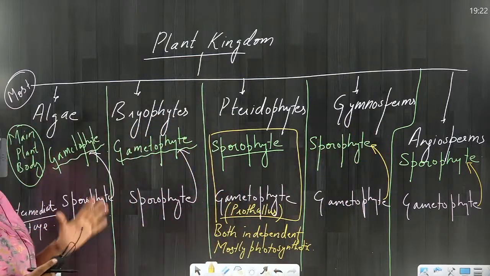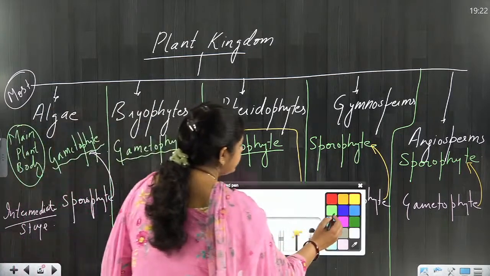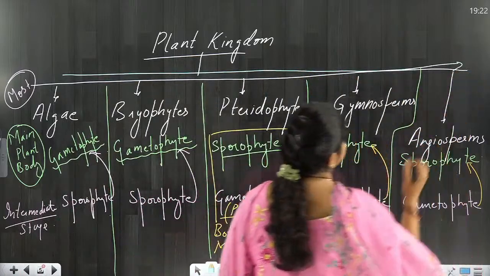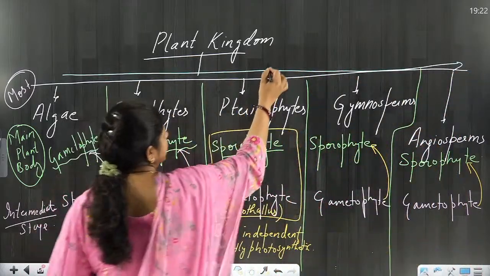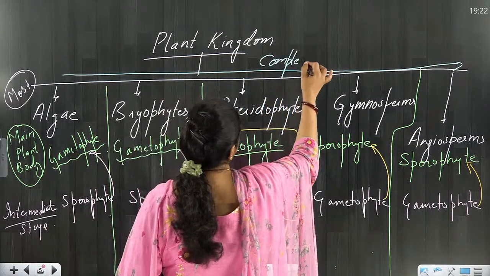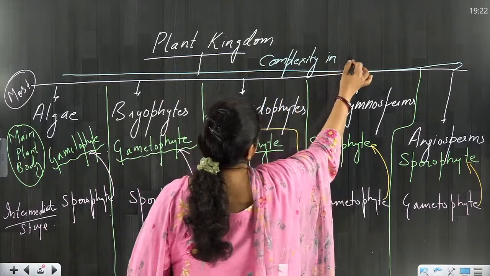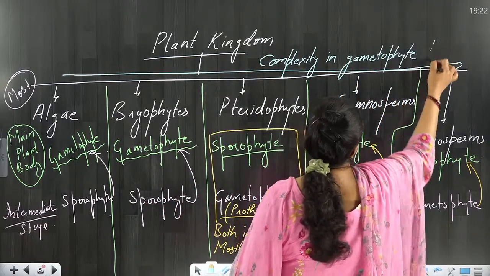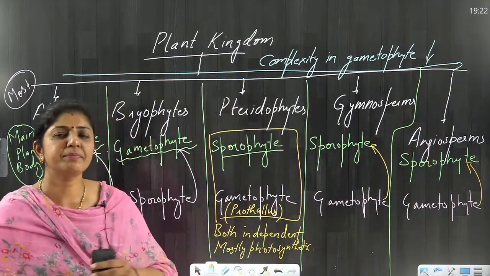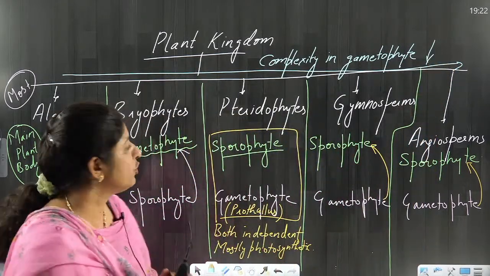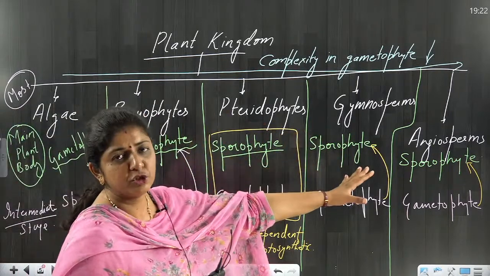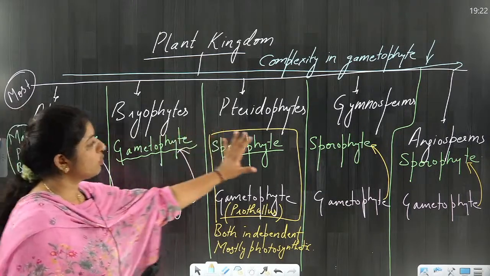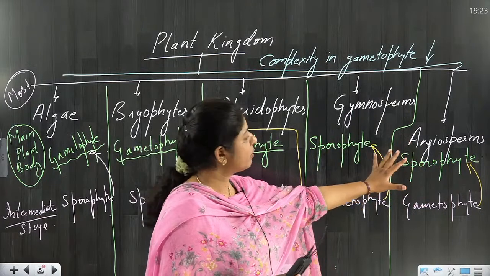And according to this graph or flow chart, can I say, if we are moving from Alga towards the angiosperm, the complexity in gametophyte will decrease. The gametophyte is becoming less complex if you are moving from Alga towards angiosperm. Then what thing is becoming more complex? That will be sporophyte. What is the main plant body here?